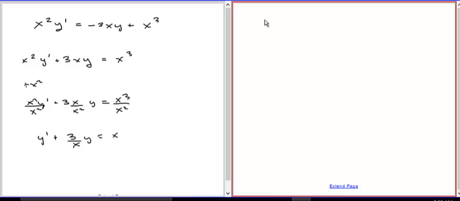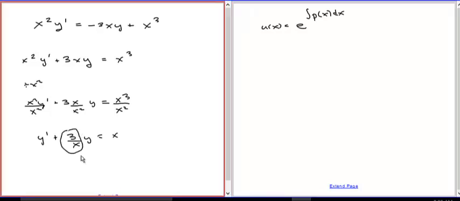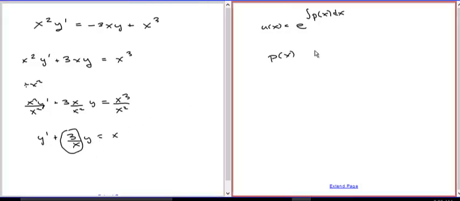Then you need to find what the integrating factor is. So the integrating factor is equal to e to the integral of p of x dx. So p of x is this term that's in front of the y after you put it in standard form. So in our case, p of x is equal to 3 over x. So the integrating factor u of x is e to the integral of 3 over x dx.